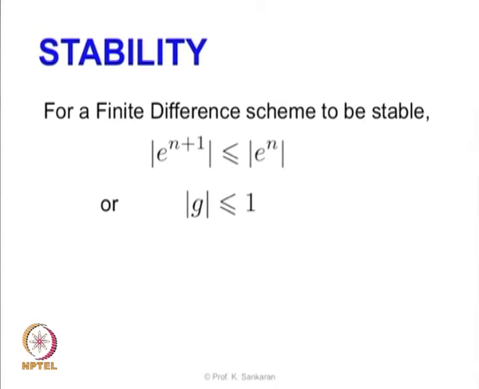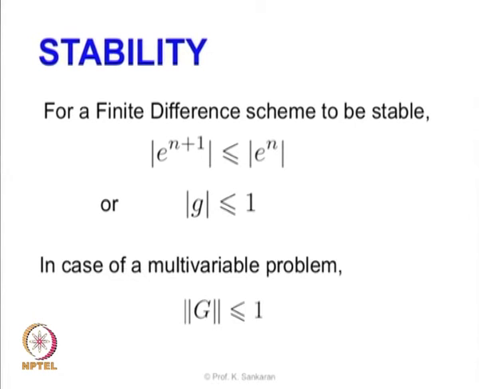So in other words, in terms of G, it means the scalar value G should be less than or equal to 1. In the case of a multivariate problem, the determinant of the matrix should be less than or equal to 1.